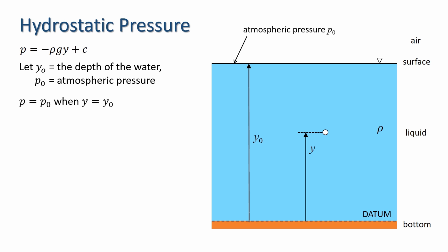What does that make C? Substituting these values into our equation for P gives P0 equals minus rho g y0 plus C, i.e. C equals P0 plus rho g y0. Putting C back into the equation for P, we get P equals P0 plus rho g (y0 minus y).